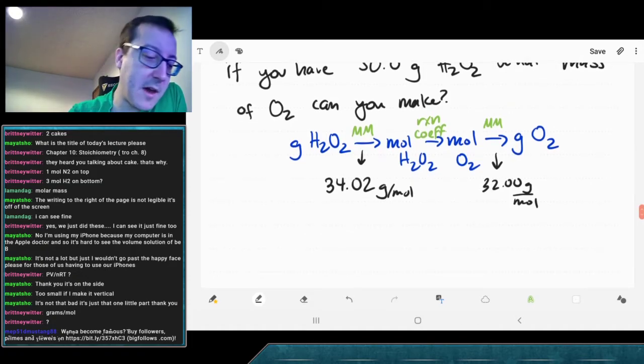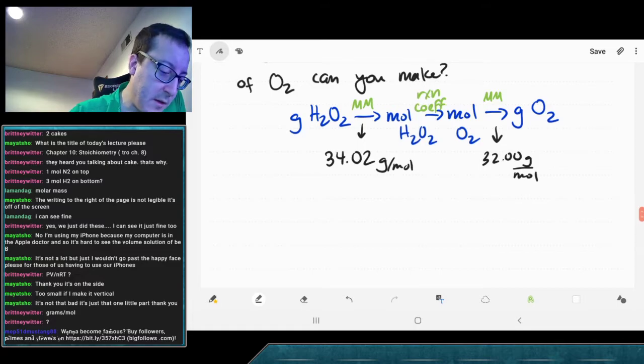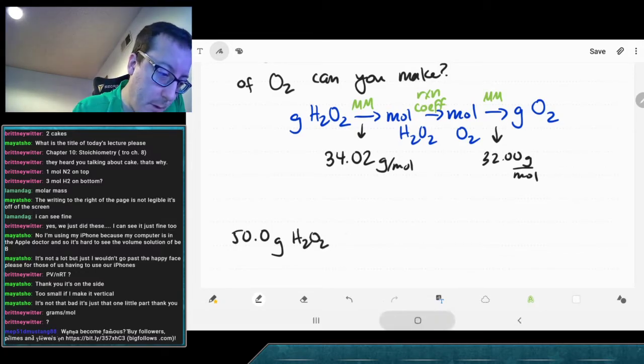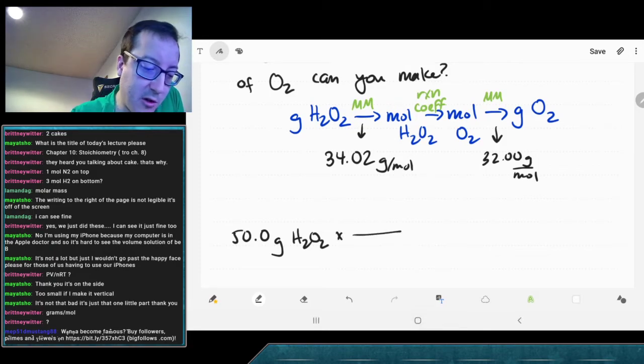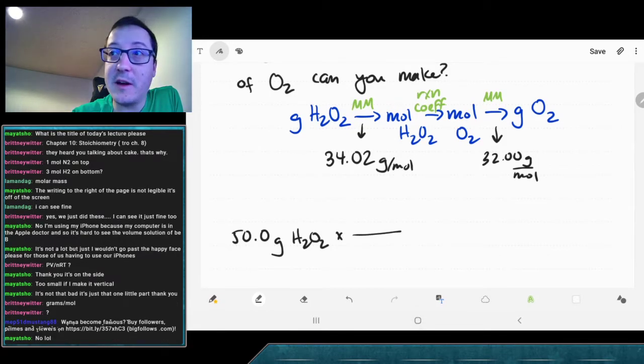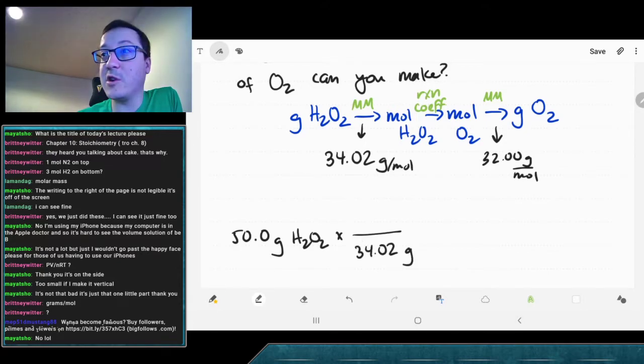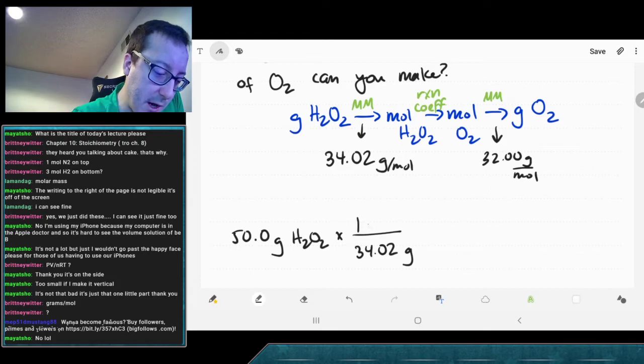Okay, let's go ahead and work this out. So we have 50 grams of hydrogen peroxide. We're going to want to use our molar mass. We have grams already, so grams should go on the bottom. Excellent choice, Maya. That is exactly what I would suggest. Just ignore that nonsense there. So 34.02 grams should go on the bottom, 1 mole on top.